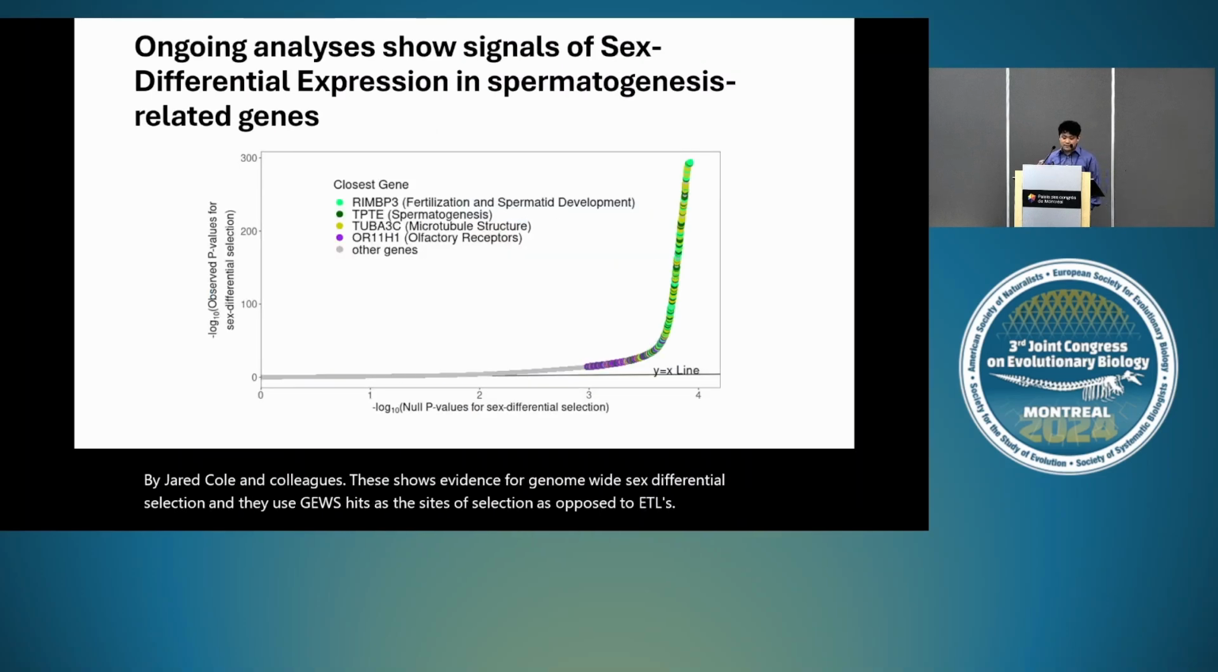And to build on that, we actually have some of our own ongoing analysis where we flip the question and ask what's happening at sites which show strong signals of sex differential selection, rather than starting with sites associated with changes in expression. And if we do this, we find that there are strong signals of sex differential selection. And interestingly, the strong signal seems especially present in spermatogenesis-related genes.